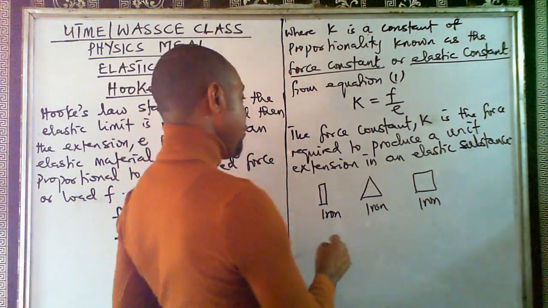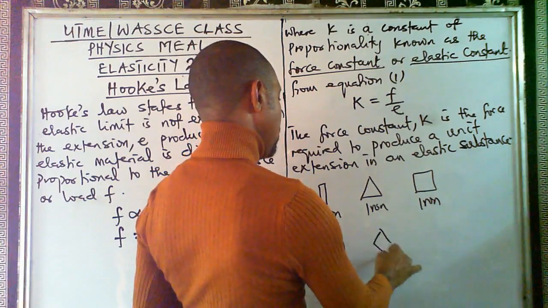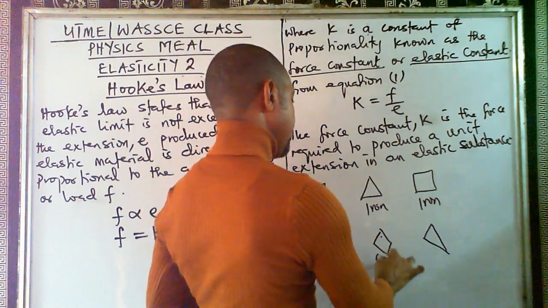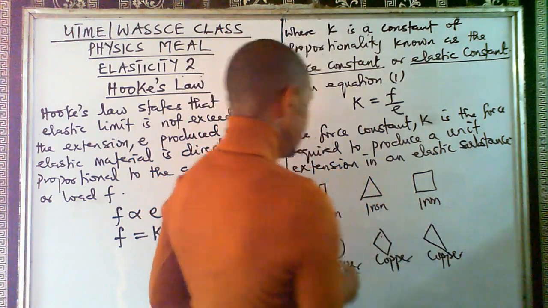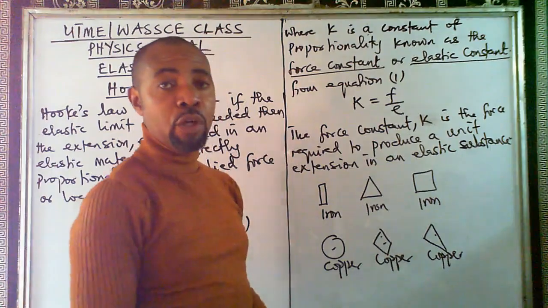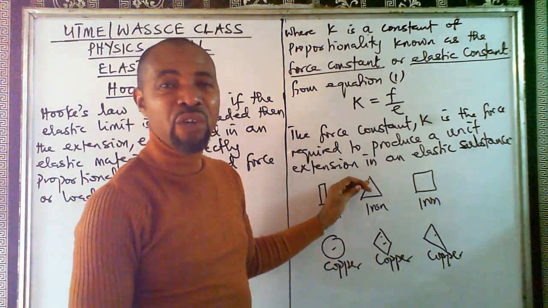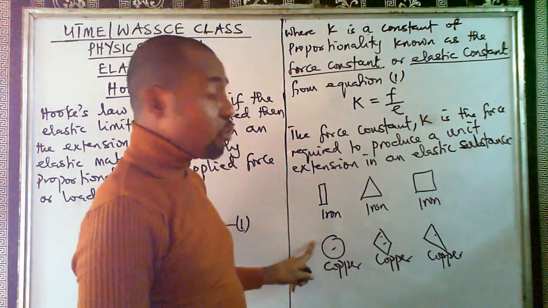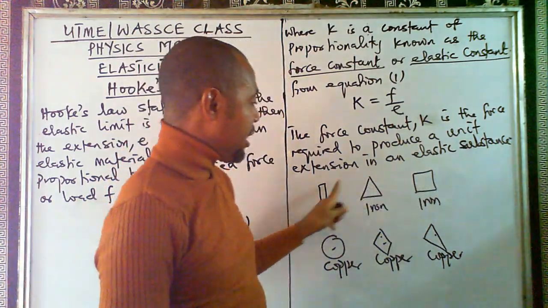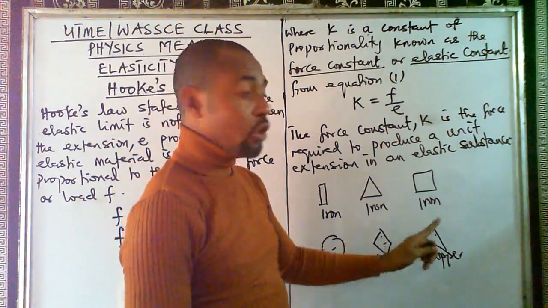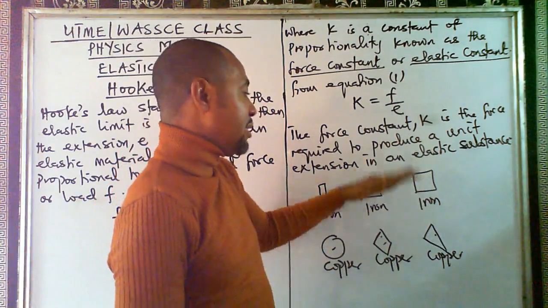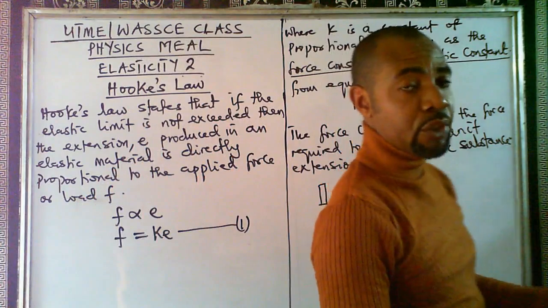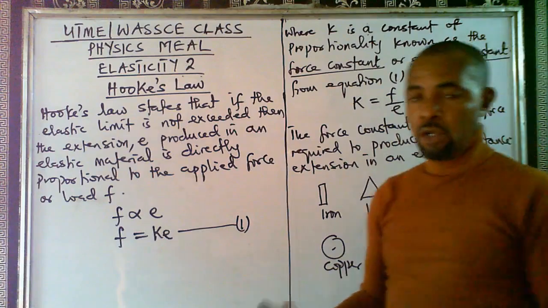But it will not be the same if you have copper. Let's say this is copper, and copper, and copper. The force constant for this copper will also be the same. But they will be different from that of iron, because iron is a different material. But as long as all these are copper, their force constant will be the same. For iron, the force constant here and here will be the same. For copper, the force constant is the same. But the force constant of copper is different from that of iron, because they are not of the same substance. But when you have materials of the same substance, definitely they will have the same force constant or elastic constant.